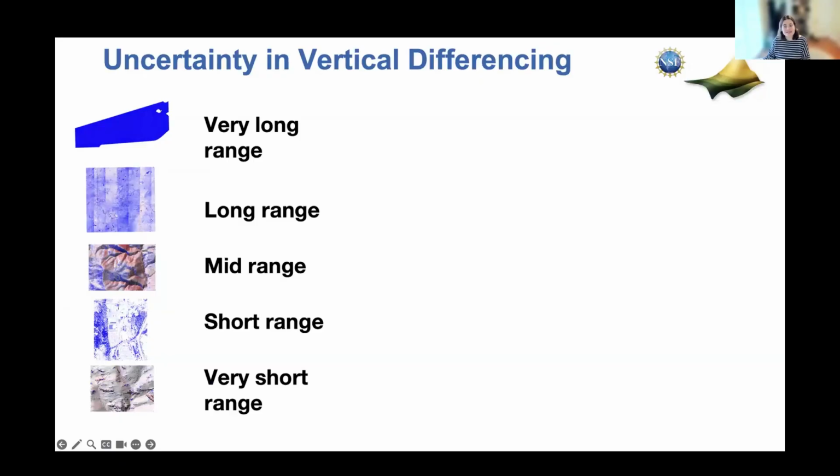So now that we've cataloged some of the types of error present, let's think about how we would go about quantifying their effect on vertical differencing results. So for very long-range errors that are almost perfectly correlated at the scale of our area of interest, we're interested in the vertical bias. That is the vertical alignment error that should be close to constant across the raster. For spatially correlated errors at the long, mid, and short scale, error magnitudes will change across the raster, so we'll quantify the mean uncertainty across the raster.